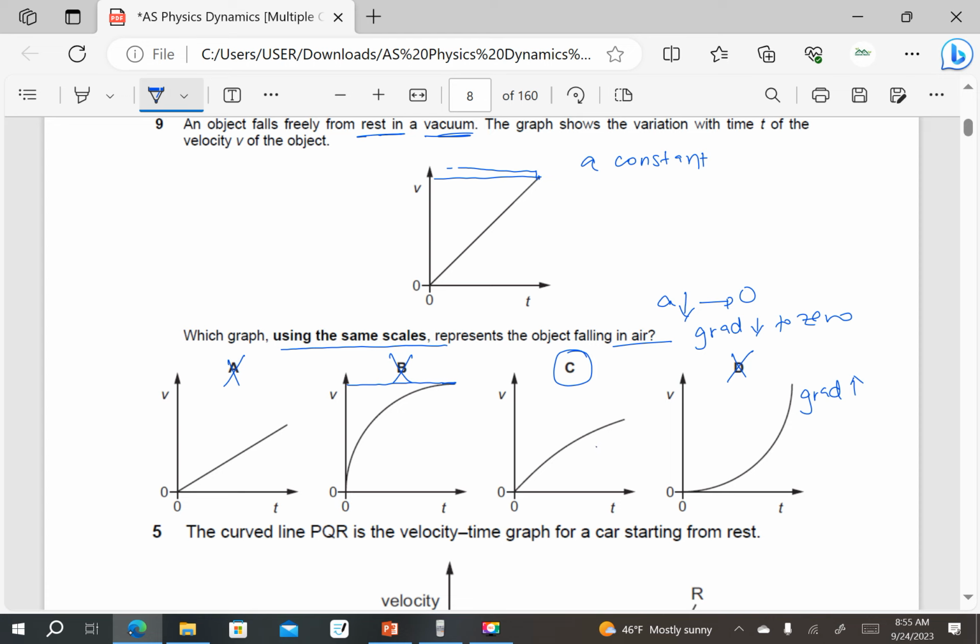The gradient is decreasing, which means acceleration decreases. That means it tends to zero before reaching the maximum velocity that we have in the previous part. When I talk about the previous maximum, I'm referring to the graph where there was no air resistance. So the maximum velocity is going to be below the maximum when there was no air resistance. So the answer is C.